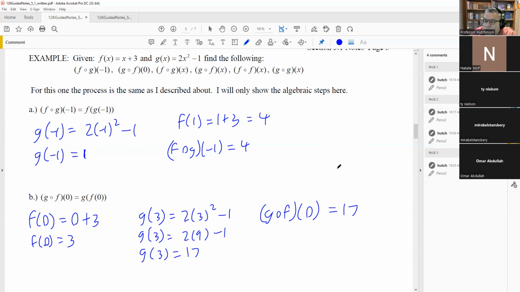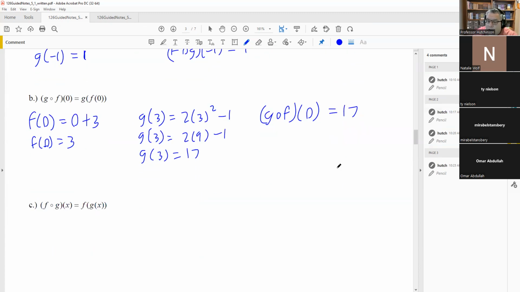Okay, so f of g of x is the next one we're going to do. Notice that the definition there says this, it's f with the g of x inside. So first thing we want to do is replace the g of x with the formula, and recall from before that g of x is equal to 2x squared minus 1. So I'm going to put 2x squared minus 1 in here for the f. Okay, so I put that in, that's what it will look like.